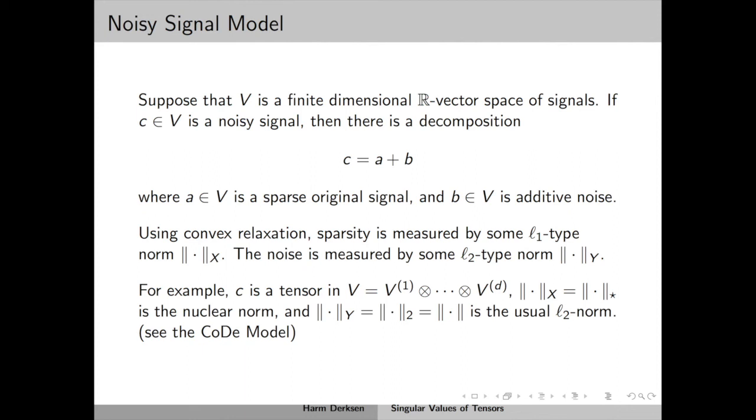So, in particular, the case that we looked at earlier is where one norm is maybe a nuclear norm, and the other norm is maybe the L2 norm. So, for a low-rank tensor with noise, the noisy part will have low Euclidean norm, and the low-rank part will have low nuclear norm.